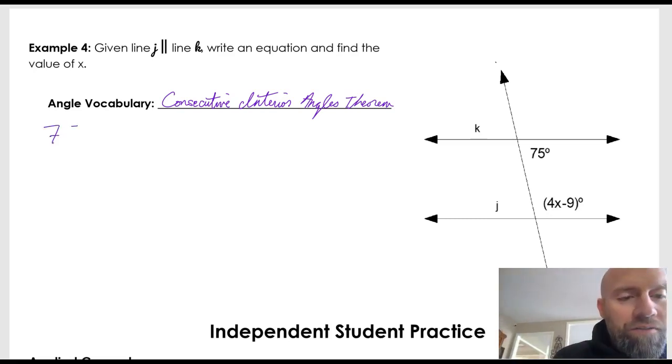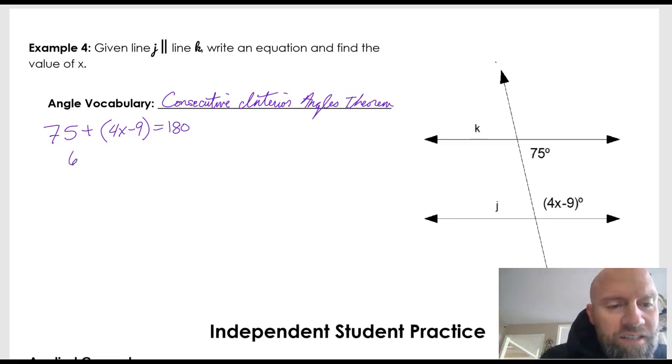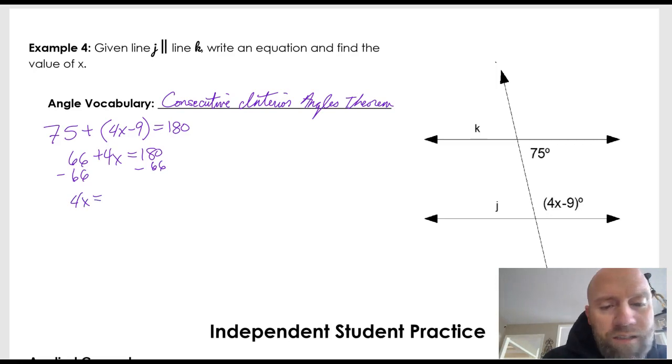So we would have 75 plus 4x minus 9 is equal to 180. So we have 66 plus 4x is equal to 180. If I subtract 66 on both sides of my equation using the subtraction property of equality, I would get 4x is equal to 114. And then I can use the division property of equality and divide both sides by 4.